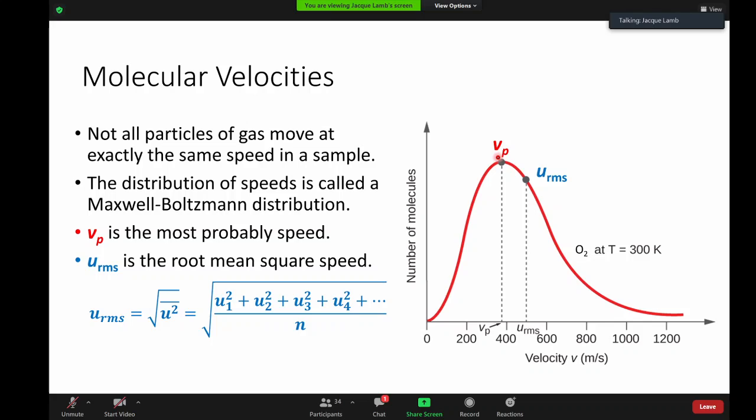The root mean square speed is something a little bit different. What you do is you square all of the velocities of all of the particles, add them together, divide them by the number of particles, and then take the square root. You might ask, why do we square them and then take the square root? If you remember that velocity is a vector quantity, you will have some particles moving in a positive x direction, some particles moving in a negative x direction.